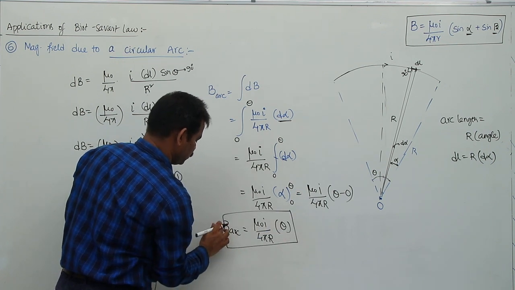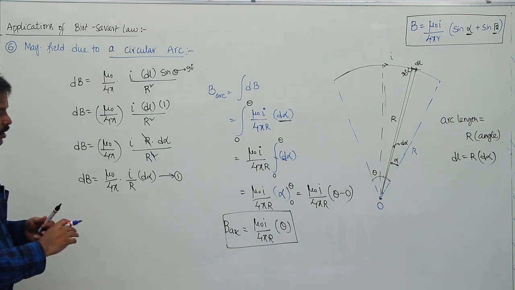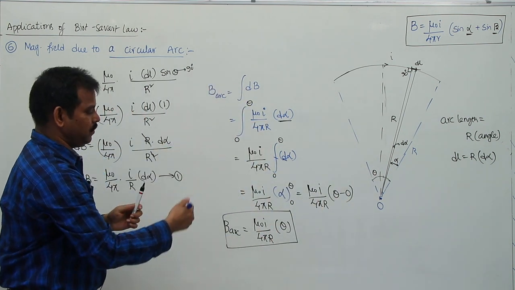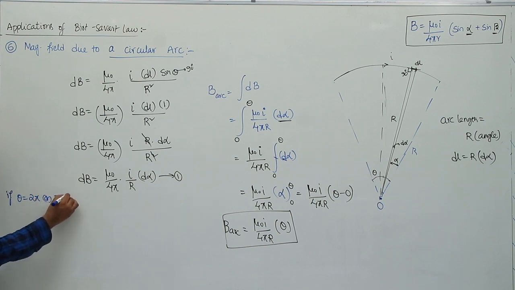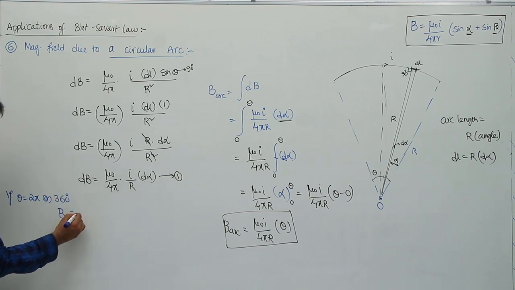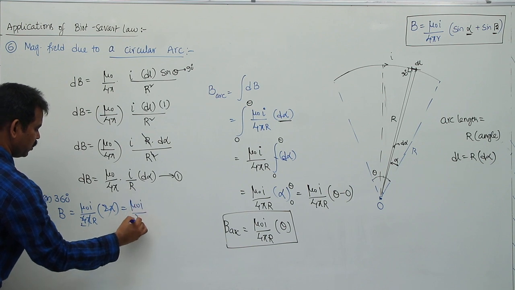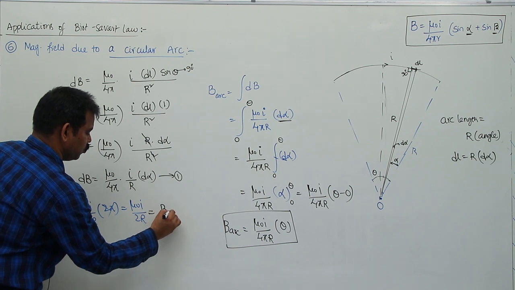One more important derivation. Why? Because in some problems we need to take some arcs here. Suppose theta is equal to 360 degrees, then this arc will become a circle. Suppose theta is equal to 2 pi radians or 360 degrees, B will become mu naught I by 4 pi r into 2 pi. This pi and pi get cancelled, 2 and 2 get cancelled, which is equal to mu naught I by 2r. This is the magnetic field due to a circle at the center of a circular loop.